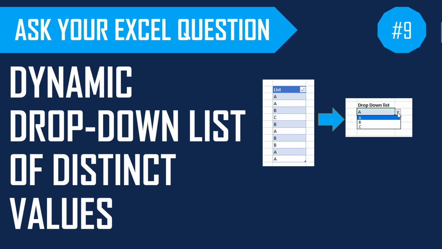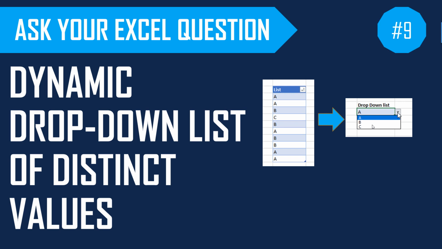In one of our previous videos, we saw how we can create a simple drop-down list. In this video, we are going to learn how we can create a dynamic drop-down list of only distinct values. As you see here on the screen, we have an input list which has the same values repeating multiple times. For example, A, B, C are repeated multiple times. A is repeated 5 times, B is repeated 4 times, and C is appearing only once. So if we have such a list, how can we create a drop-down list which will only show the distinct values? That's what we're going to learn in this video.